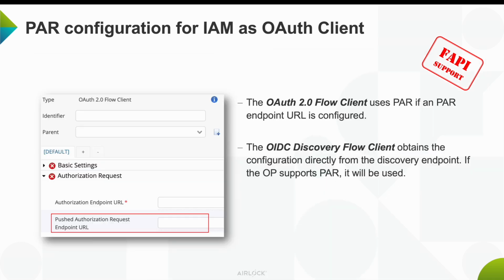Now, this was the authorization server side. Let's look at it on the OAuth or OpenID Connect client side. So IAM as OAuth client can use pushed authorization requests, and for that you need to configure the endpoint URL of the authorization server in the flow client. Or in the OpenID Connect case, it's automatically configured because from the discovery endpoint, we receive enough information whether PAR is supported by the OP or not, and if it's supported, it will be used. So this is basically hands-off configuration as much as we can achieve it.